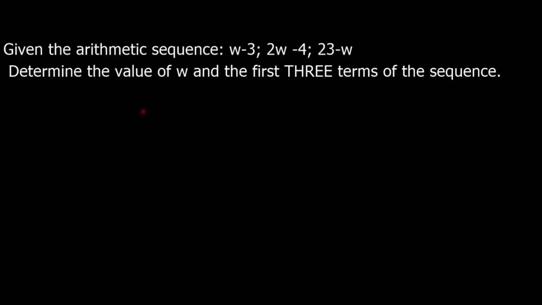This example ke mafelelo. Given the arithmetic sequence, so ba re file di terms tsa rena di na le a variable inside. This is term number 1, term number 2, and term number 3. Determine the value of W and the first 3 terms of the sequence.